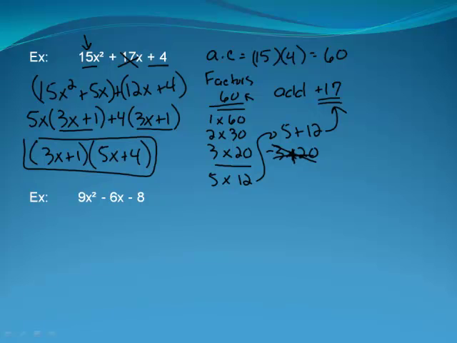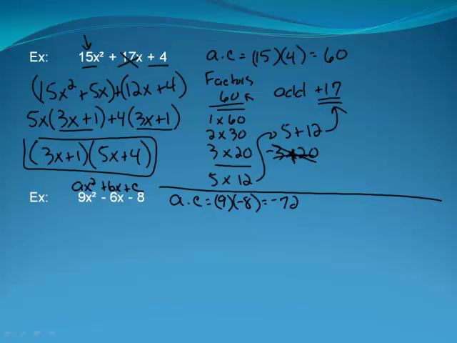All right, let's look at this problem here. Again, this is ax squared plus bx plus c. So our first step is to multiply together our a times c, which in this example is positive 9 times negative 8. Make sure you carry the sign. 9 times negative 8 is negative 72.